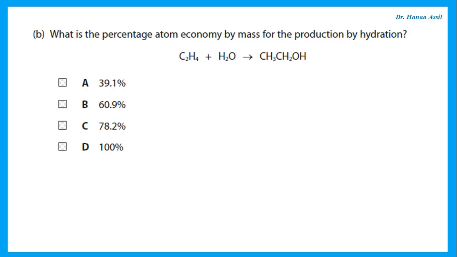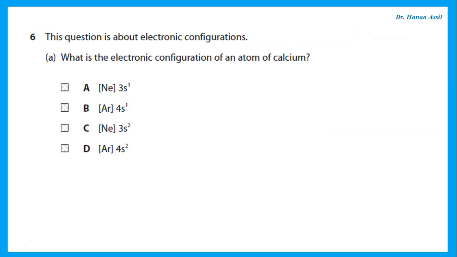Now, what is the percentage atom economy by mass for the production by hydration? Now, remember that if I do hydration of ethene, my only product is ethanol. And that means when the only product is the required product, then the percent atom economy is 100%. And that's the best we can get.